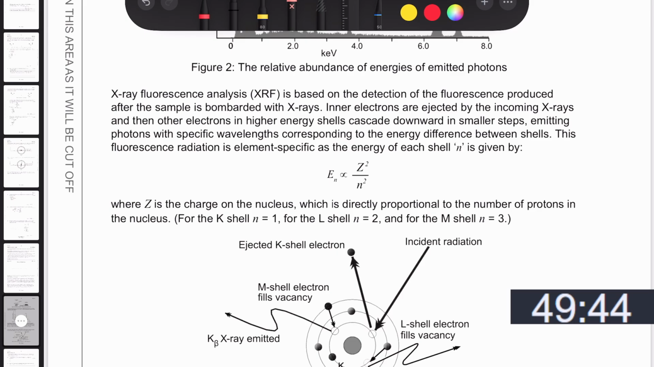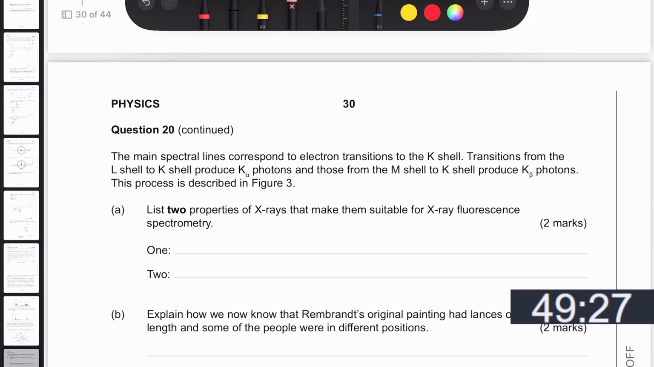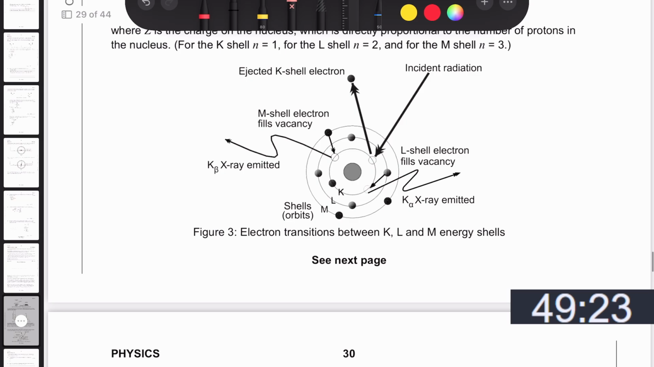This fluorescent radiation is element-specific, as the energy of each shell n is given by that, where Z is the charge of the nucleus, which is proportional to the number of protons in the nucleus. Okay, transitions. Oh, I think we've had something similar to this before.